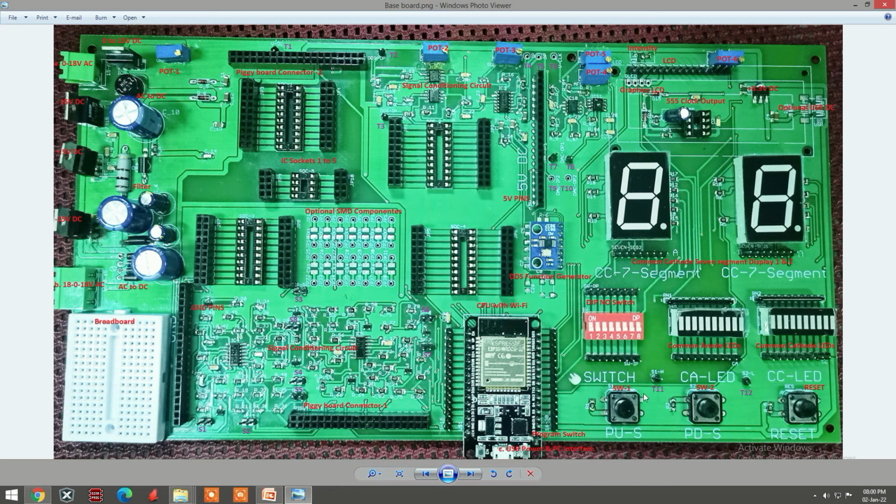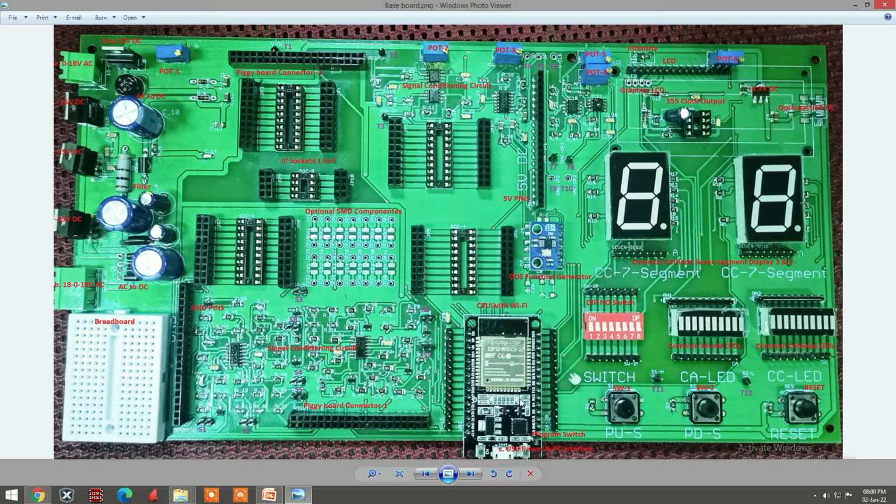There are some push-to-on switches. One is pull up, another is pull down. Pull up means whenever you press this switch, it is connected to VCC. The output is available here. Pull down means whenever you press the switch, the output is grounded. So that output is available here. There is another switch which is a reset of the CPU. So that reset is provided here.